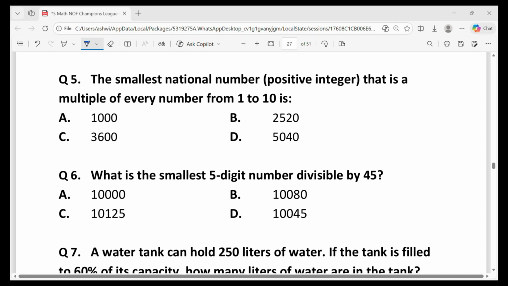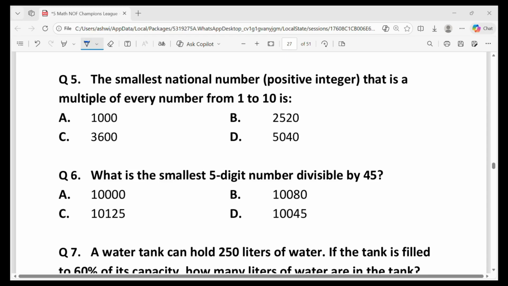Question 5. The smallest natural number, positive integer that is a multiple of every number from 1 to 10 is? The prime factorizations of each number from 1 to 10 are 1, 2, 3, 2 square, 5, 2 into 3, 7, 2 cube, 3 square, 2 into 5.